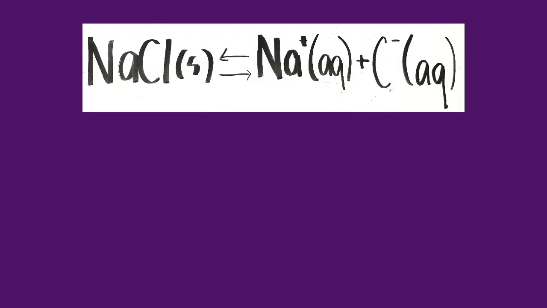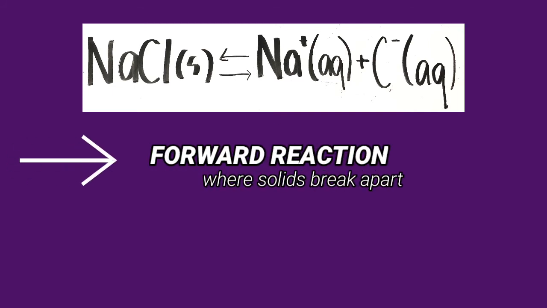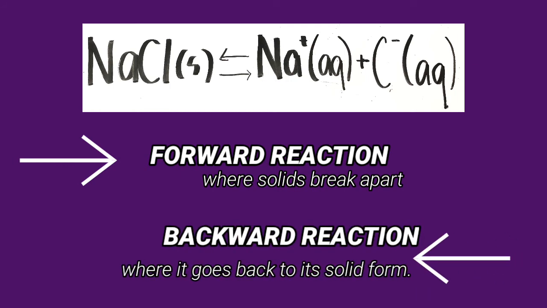This can now be described by this, noticing two arrows pointing at both expressions, which means the solid and its ions are in equilibrium. This condition might cause confusion since there is a forward reaction where solids break apart and a backward reaction where it goes back to its solid form, called precipitation.